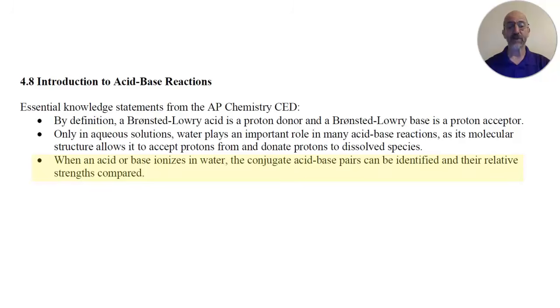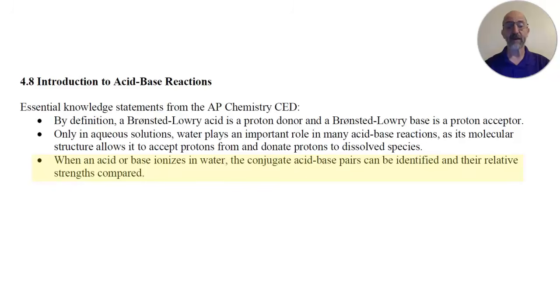So when an acid or base ionizes in water, the conjugate acid-base pairs can be identified, and their relative strengths compared. And that's what we have to do in question 5. We have to compare which acid is the stronger acid, and then which base is the stronger base.